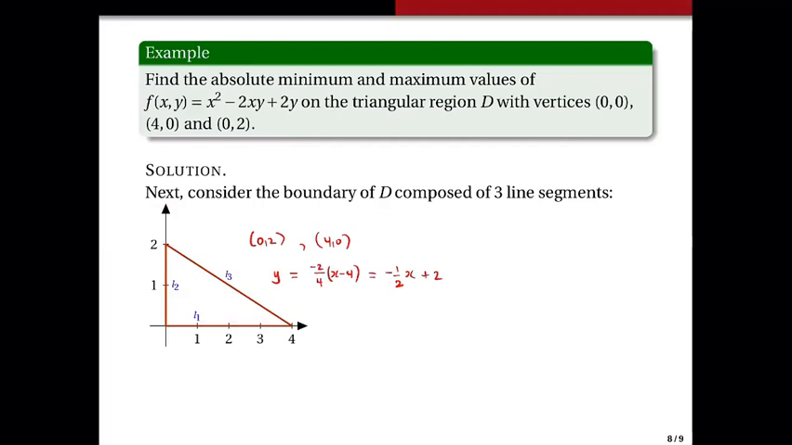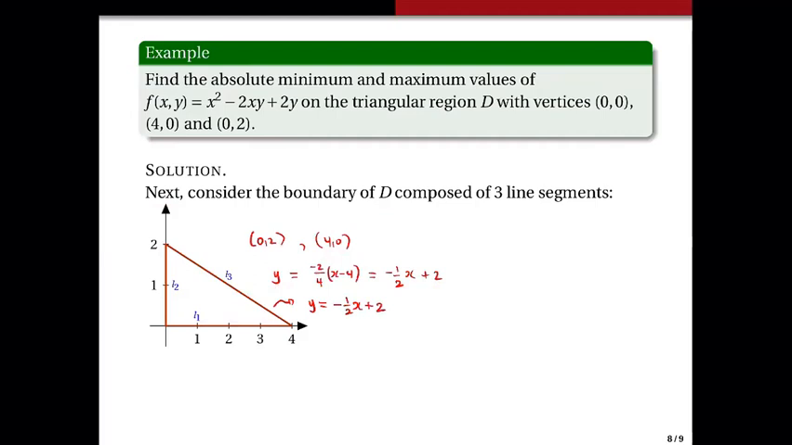Okay, is this correct? Yeah. So when x equals 0, you have y equals 2. So you have this. And then when your x equals 4, you have negative 1/2 of 4, that's negative 2 plus 2, that's equal to 0. And you have this L3. So this L3 has equation y equals negative 1/2 x plus 2.